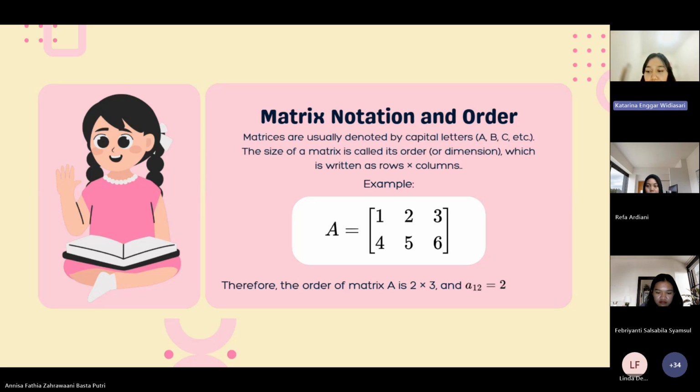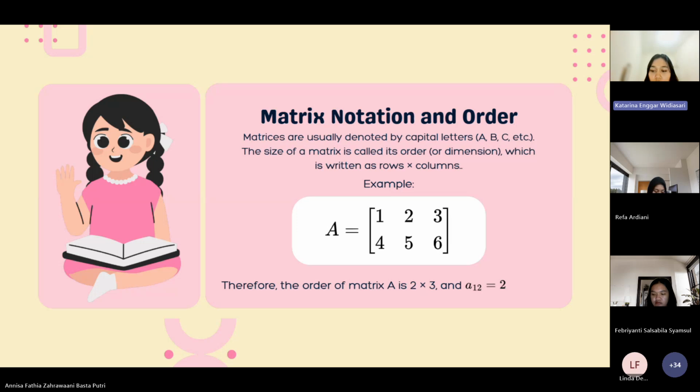For example, we have matrix A shown there. Matrix A is 1, 2, 3, 4, 5, 6. This matrix has two rows and three columns, so its order is 2 by 3. And a number inside a matrix is called an element. The position of an element is defined by a row number and a column number.